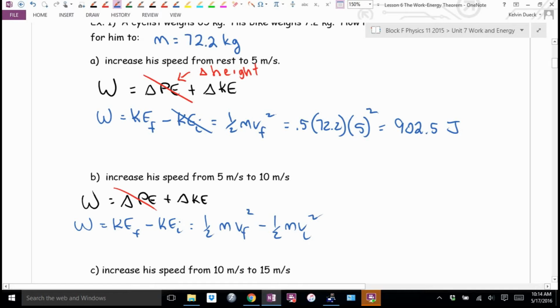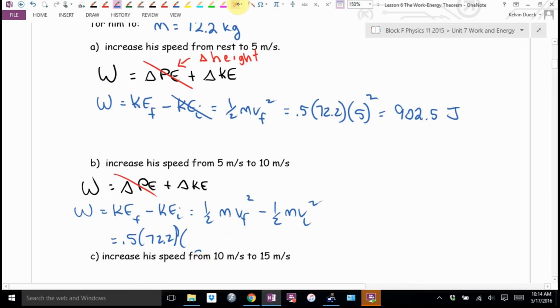This time we're not starting out at 0. It's going to be 0.5 times 72.2 times 10 squared minus 0.5 times 72.2 times 5 squared.